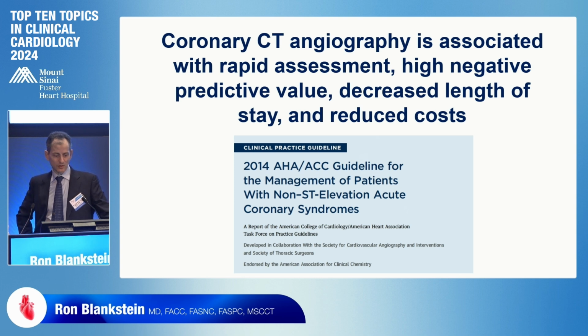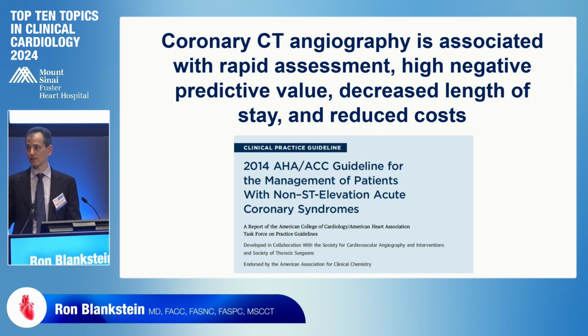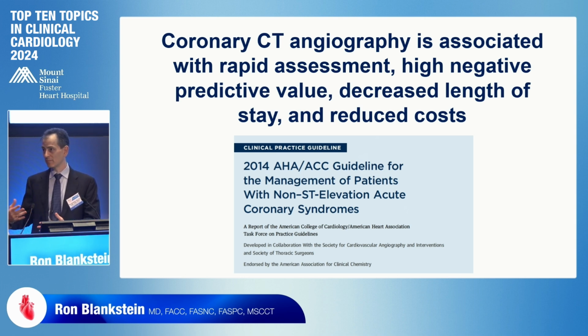This is a statement from 2014, so this is a decade ago. This is a guideline from AHA and ACC that stated that coronary CT angiography in the use of acute chest pain is associated with rapid assessment, a high negative predictive value, so that's again ruling out disease, decreased lengths of stay, we get people out of the hospital faster, and reduced cost. And the reduced cost was just a function of getting people out of the hospital because every hour in the ER costs well over $1,000 just for the room alone.